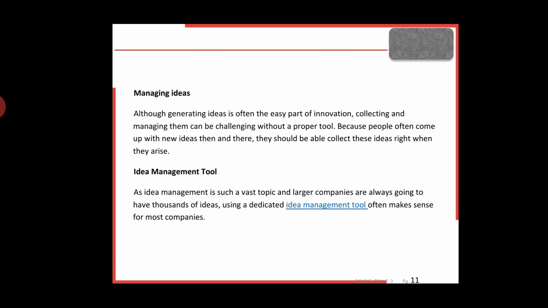Larger companies are always going to have thousands of ideas, or hundreds of ideas they get. So they use a dedicated idea management tool. What I meant to say is that larger companies are always thinking about great ideas, thousands of ideas. With that mindset, we use a dedicated idea management tool, so it often makes sense for most companies.